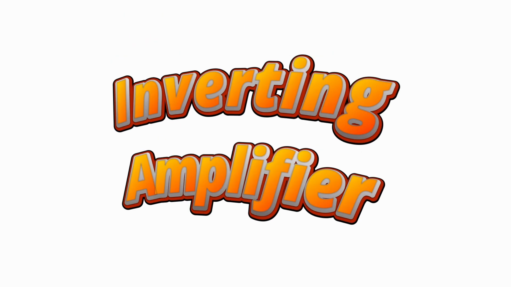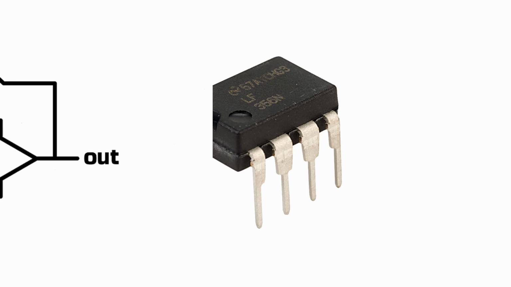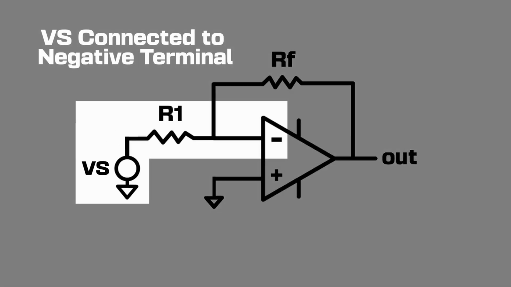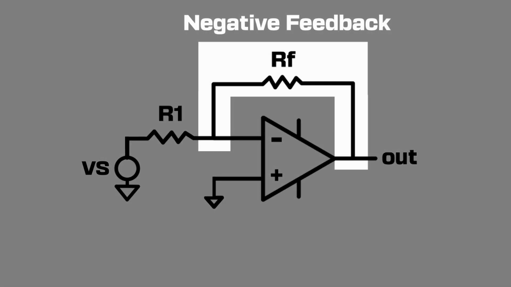Let's talk about an inverting amplifier. An inverting amplifier is an op-amp circuit where the input signal goes through the negative or inverting terminal of the op-amp. In this configuration, we typically have a negative feedback loop. It's called the negative feedback loop because this loop goes from the output to the negative terminal of the op-amp.